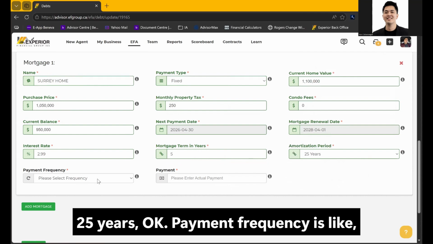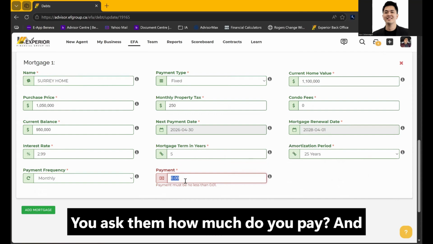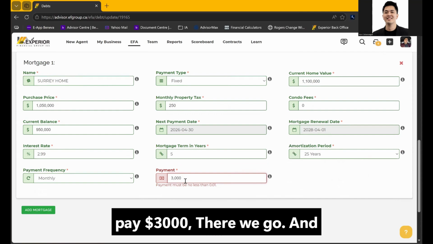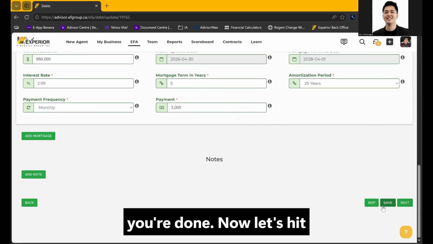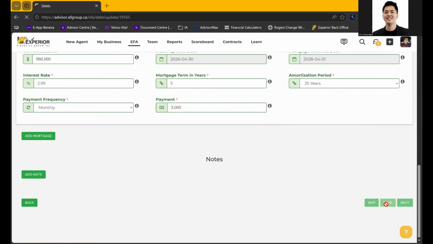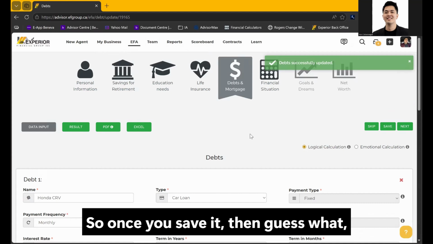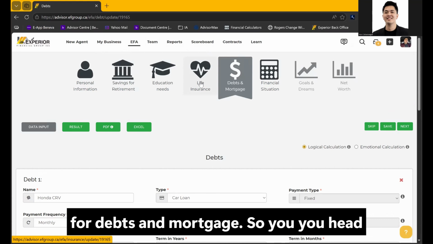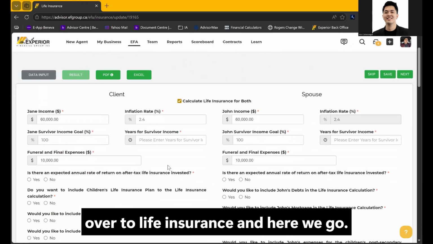Okay. Payment frequency is like, let's say they pay every month. You ask them, how much do you pay? And then they're going to be like, oh, we pay $3,000. There we go. And you're done. Now, let's hit save. So once you save it, then guess what? You're going to go back to life insurance because you already have the information for debts and mortgage. So you head over to life insurance, and here we go.